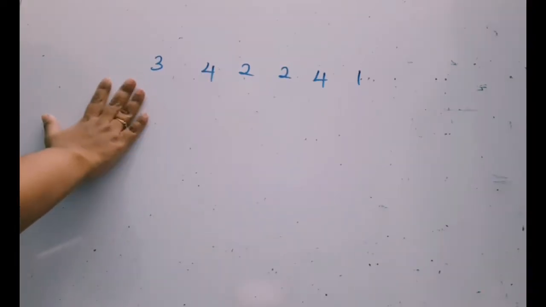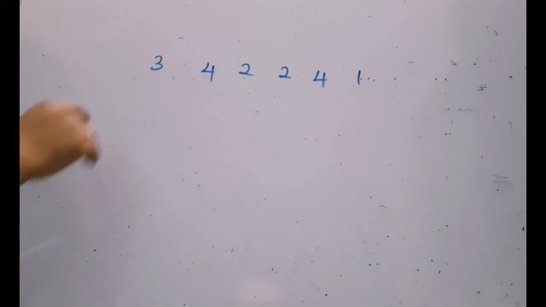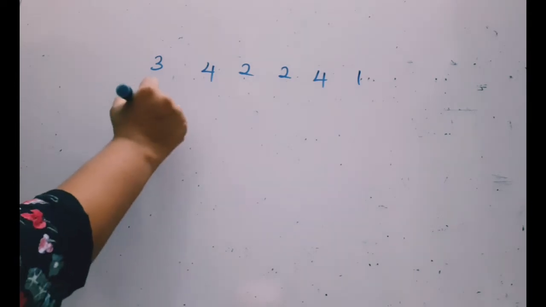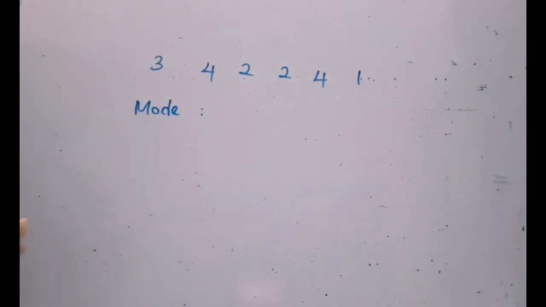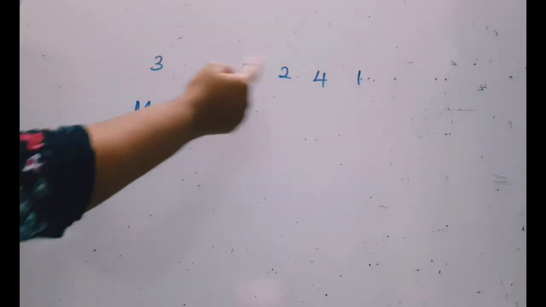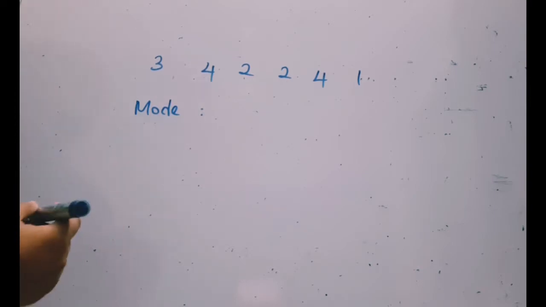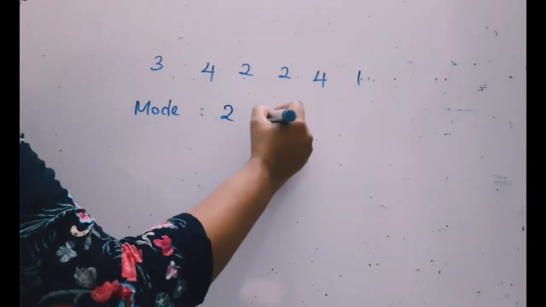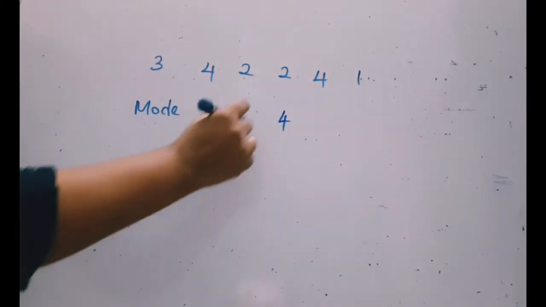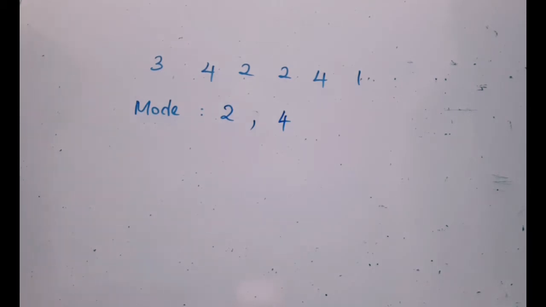So let's look at this collection of data. Here I have 6 numerical values. So what is the mode of this data? As you can see here, 2 numbers have occurred most often. Am I right? Number 4 is there twice and number 2 is also there twice. So what do you write as the mode? In this case, we write both the numbers as the mode of this collection of data. So 2 and 4 both are the mode of this given data.